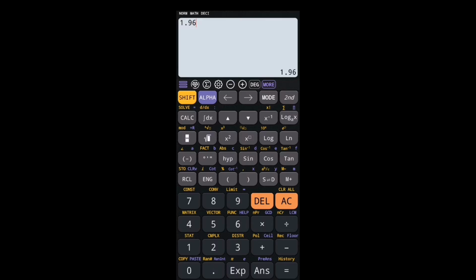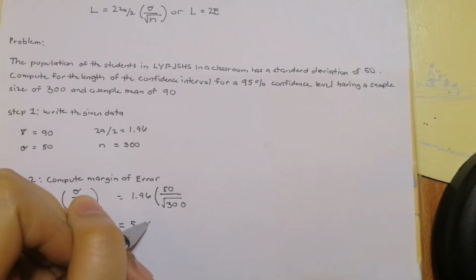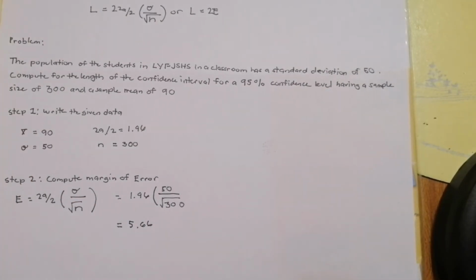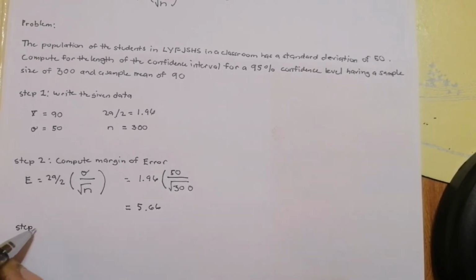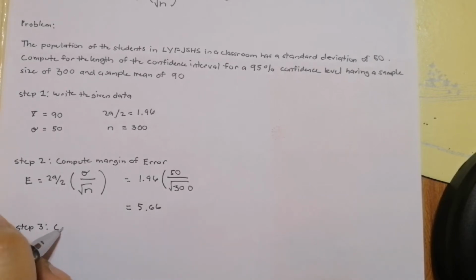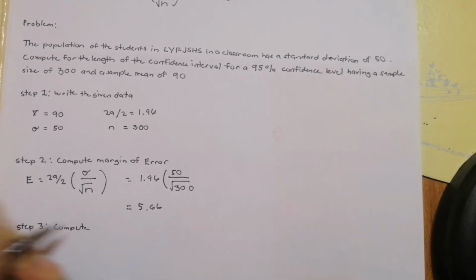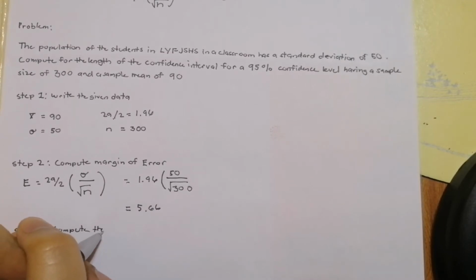1.96 times 50 divided by the square root of 300. The answer is 5.65, rounded up to 5.66. After computing the margin of error, we will proceed to step number 3. Compute the upper and lower limit of confidence interval.